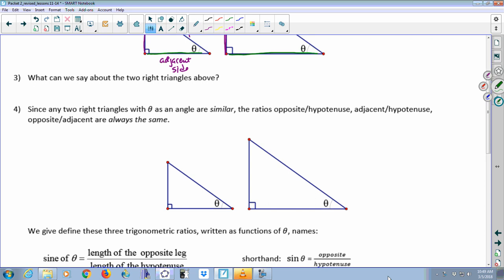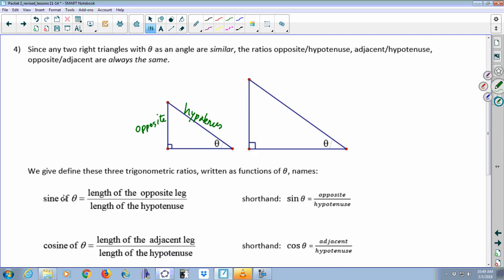So if I took the length of the opposite side and divided it by the length of the hypotenuse, that's what we define as the sine of theta. Sine of theta is that ratio. It's the length of the opposite leg divided by the length of the hypotenuse. Every time we write sine of theta, we don't write all this out, so we shorthand it a little bit. Sine is sin. You always have your angle here, theta.